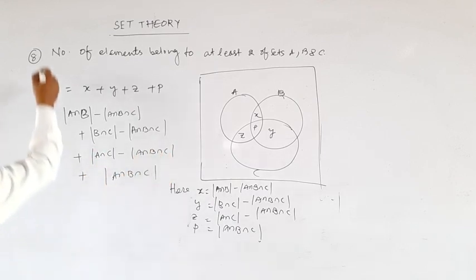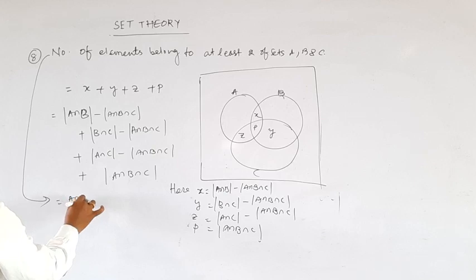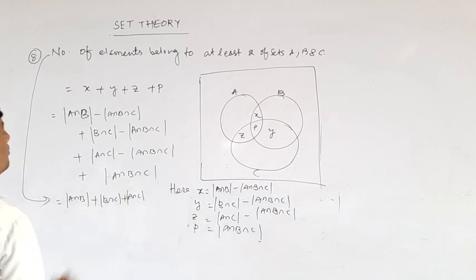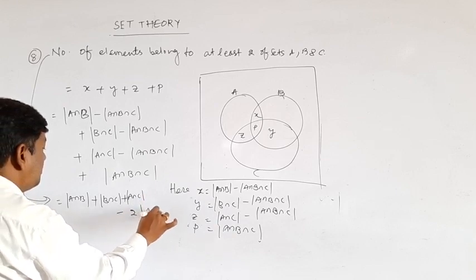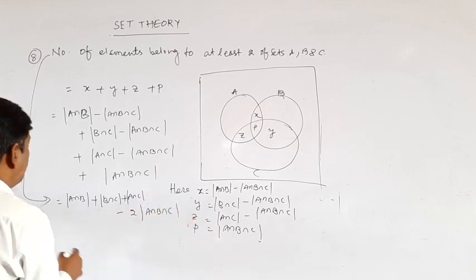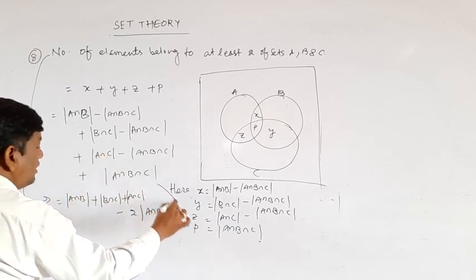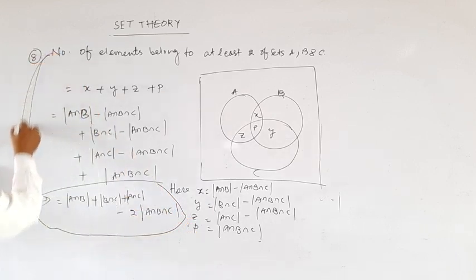Now the number of elements that belong to at least 2 of the sets is equal to A intersection B plus B intersection C plus A intersection C minus 2 into A intersection B intersection C. This is the answer: the number of elements belonging to at least 2 of the sets.